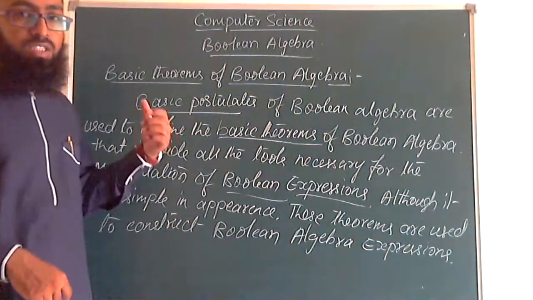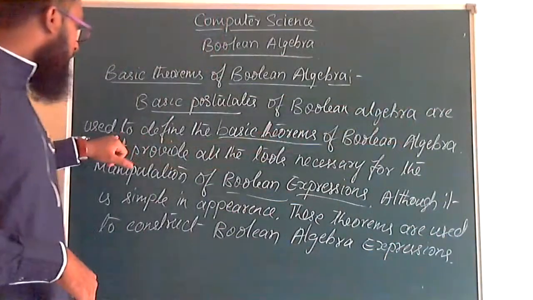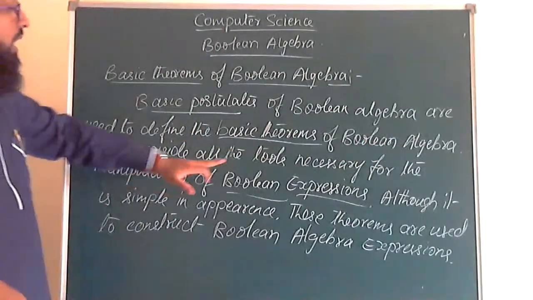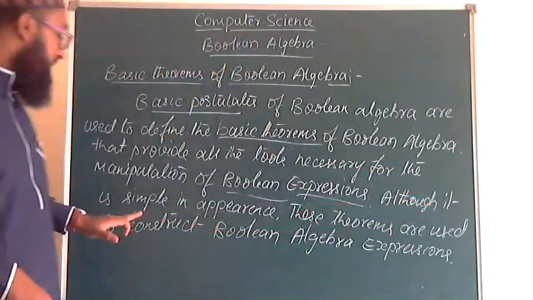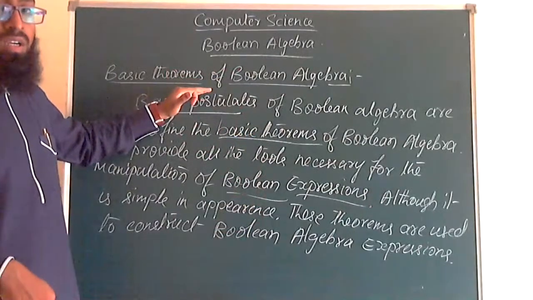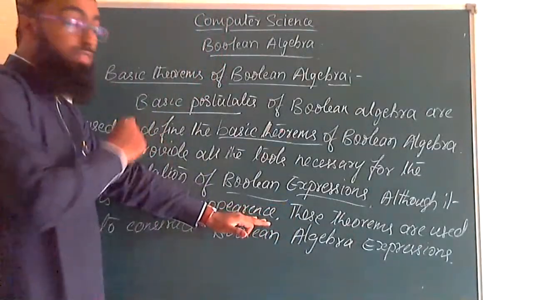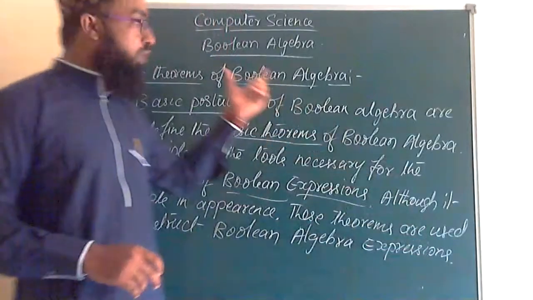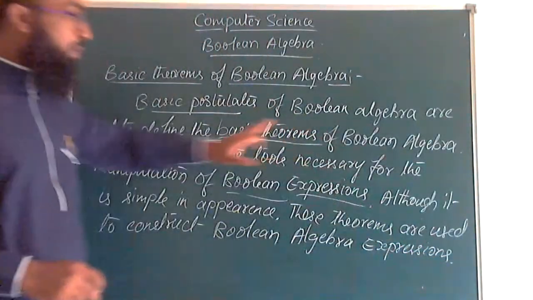In our last class, we discussed the basic postulates of Boolean algebra. All those postulates are used to define the basic theorems of Boolean algebra. Then these theorems provide all the tools necessary for the manipulation of Boolean expressions. Although the basic theorems are very simple in appearance, what is the use of these theorems? These theorems are used to construct Boolean algebra expressions. Hope this one you have understood.